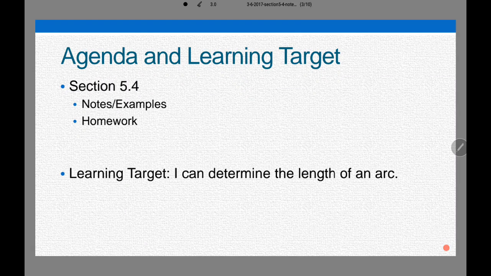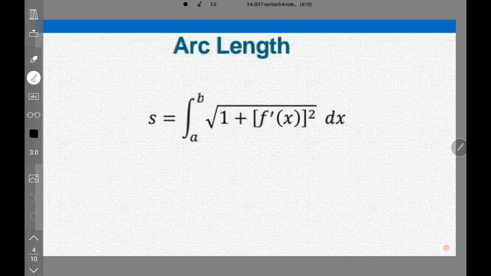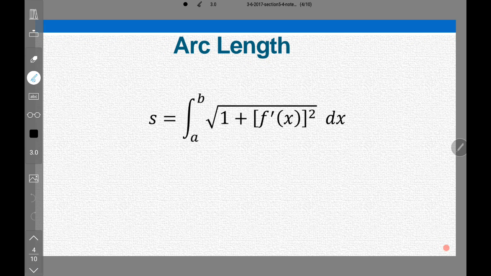So today we're going to start by splitting up section 5.4 into 2 days. Today we're just going to look at arc length. And again, we're doing applications of integration, so it should come as no surprise that we have an integral.